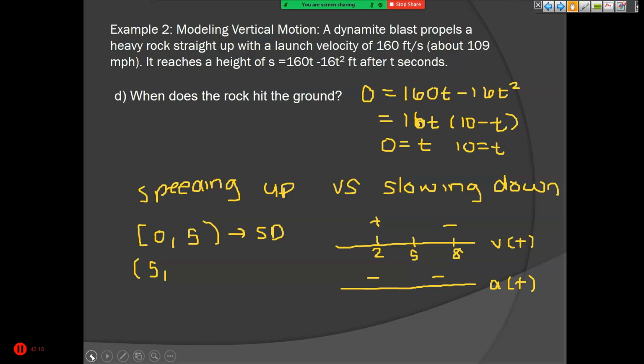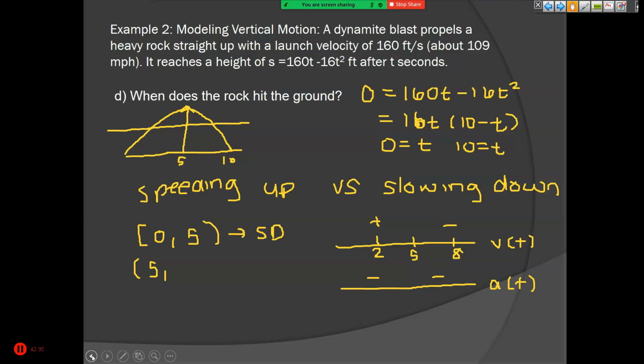And if you think about the object, if it takes 5 seconds to reach its max height, that's halfway up. That means it's going to hit the ground 5 seconds later. There's one on the homework like that.